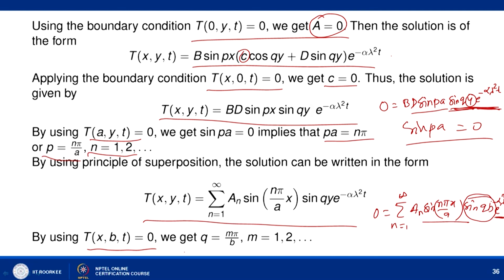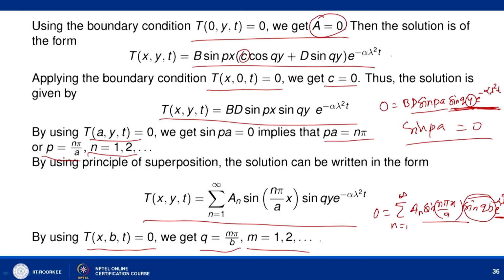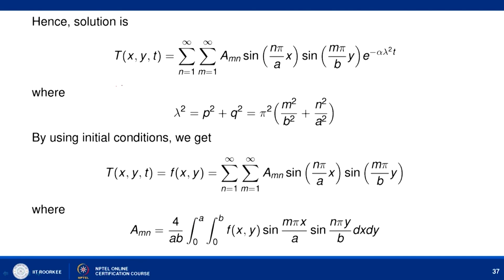So, it means that sin(q b) equal to 0 means q b is some multiple of pi. So, we can write q as m pi by b, where m is running through 1, 2 and so on. So, using the expression for q, we can write our solution as a double series: T(x, y, t) equal to the sum over n equal to 1 to infinity, m equal to 1 to infinity of A_mn sin(n pi x by a) sin(m pi y by b) into e to the power minus alpha lambda square t.